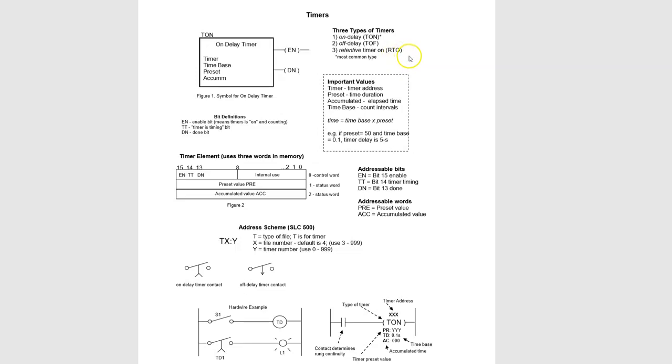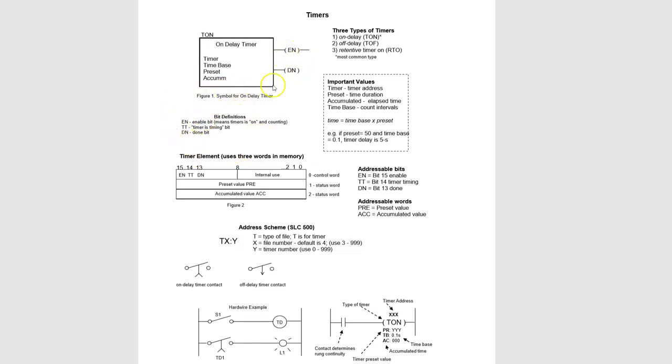These are the most common types of timer, and by far the most common timer is the on delay timer. So you'll work with that when you go through the lab. Here's a symbol. You have access to these outputs here. These are defined over here, these bit definitions.